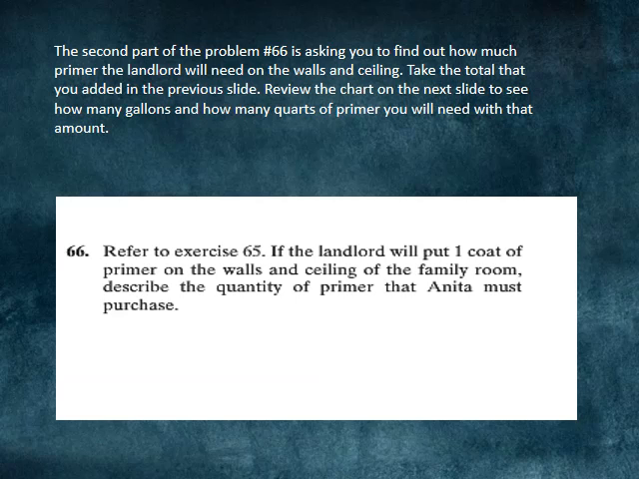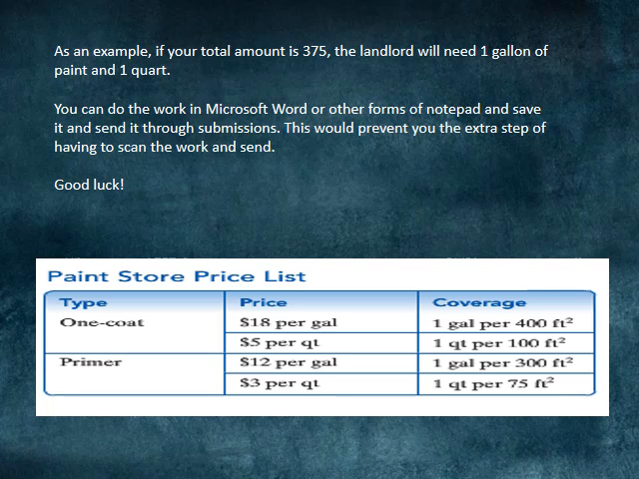So number 66 says, refer to 65. If the landlord will put 1 coat of primer on the walls and ceiling of the family room, describe the quantity of primer that Anita must purchase. Okay. So as an example, now this is not your total amount. It's just an amount that I kind of pulled out of a hat, but it's 375 square feet, and if it's 375, we're going to look at the coverage only. We're not going to focus on the price, just the coverage of the primer.